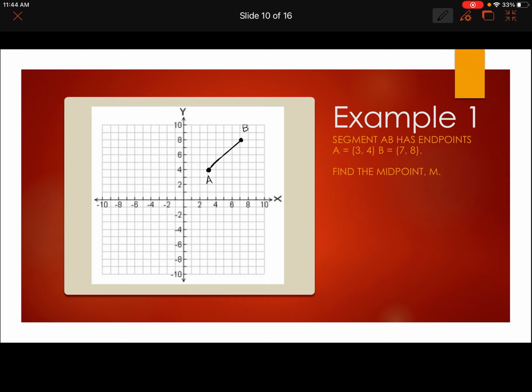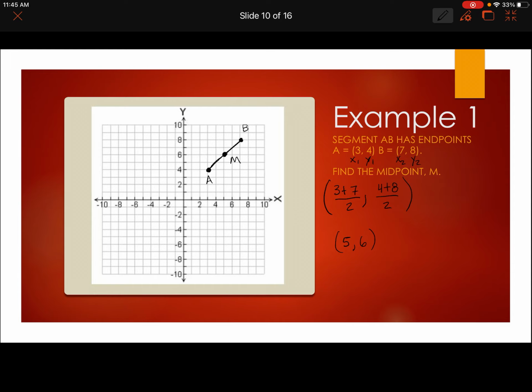All right, so now if we're using the midpoint formula, we would get 3 plus 7 divided by 2. I'm sorry, label your points, x1, y1, and x2, y2. So 3 plus 7 divided by 2 and 4 plus 8 divided by 2. So that's going to be 5 and 6. So we go over 5 and up 6. We see that the midpoint is going to be right there.